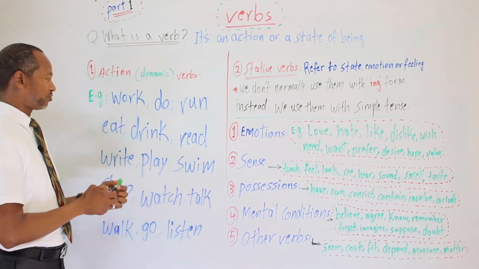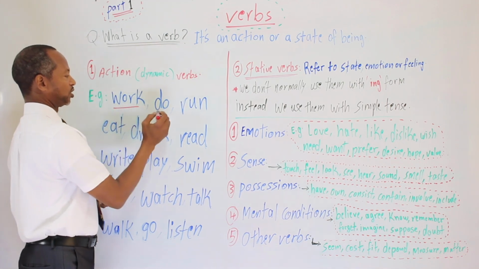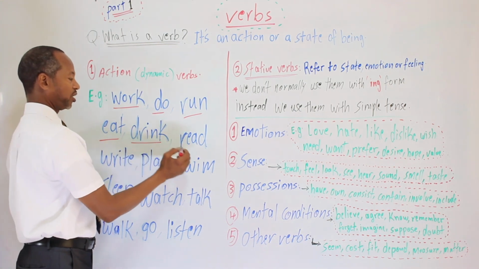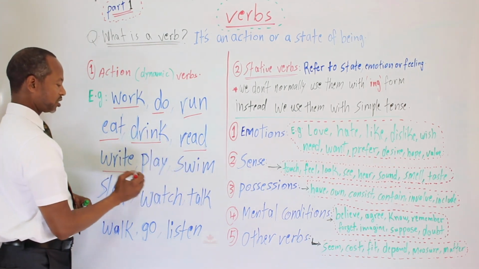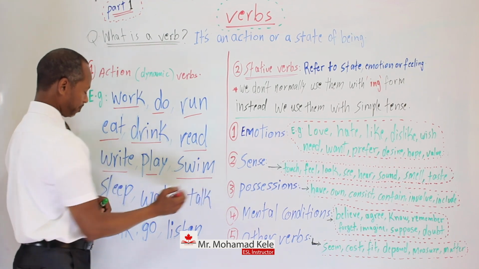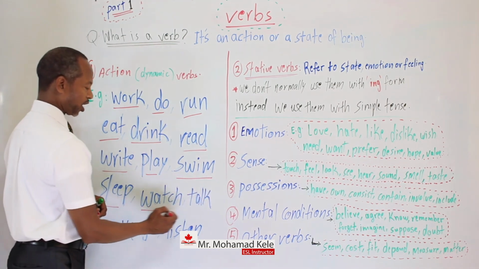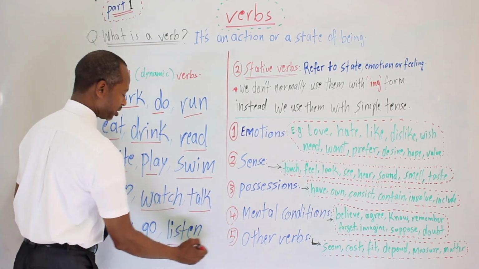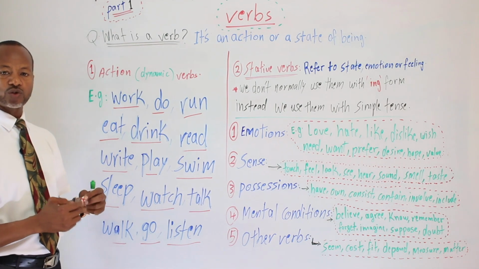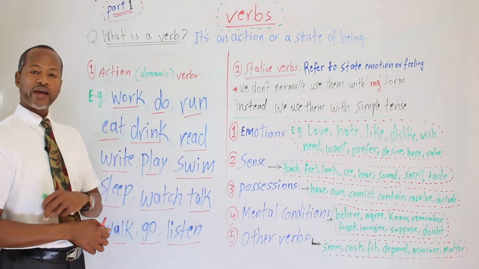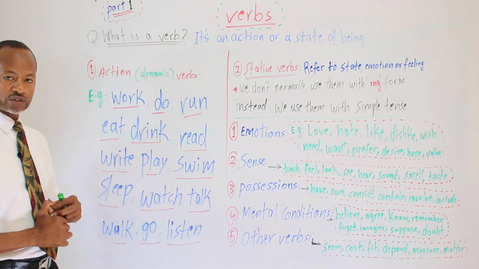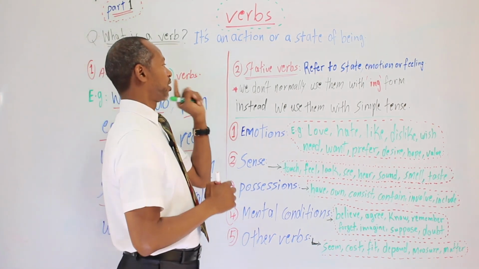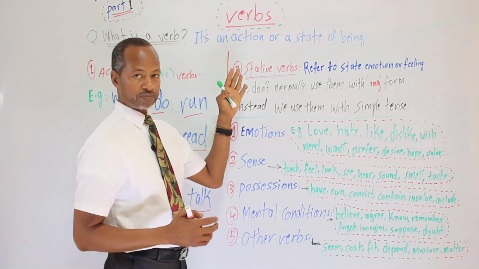We have, for example, work, do, run, eat, drink, read, write, play, swim, sleep, watch, talk, walk, go, listen, etc. There are so many. All these we call action verbs or dynamic verbs. This is the first category. When you go to the second category, we have stative verbs.